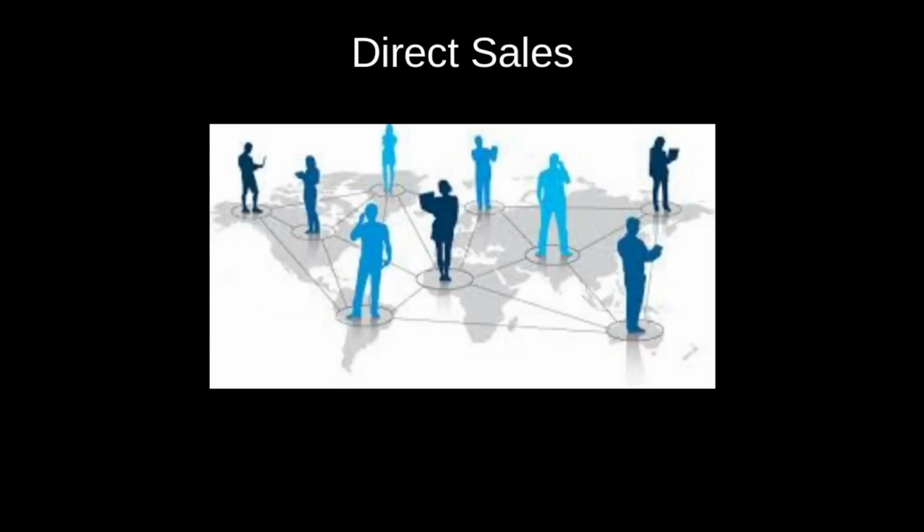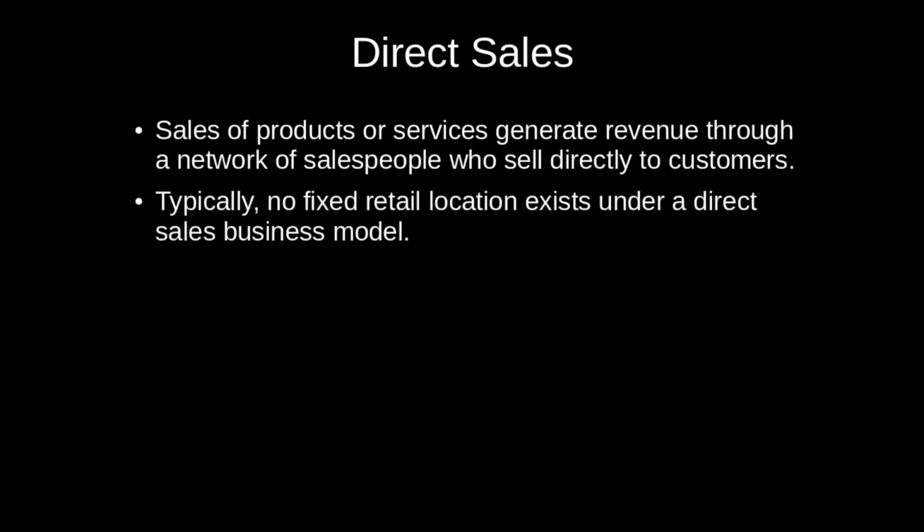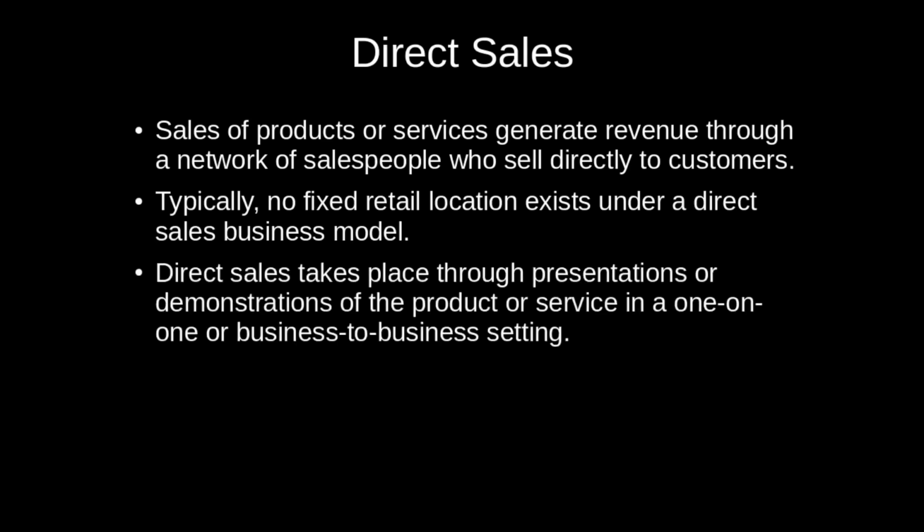So in direct sales, you have a dispersed network of sellers and buyers, and those sellers and buyers have direct contact. Sales of products and services generate revenue through that network, which sells directly to customers. Usually there are no retail stores. It's person to person or in other business models like at convention settings. So direct sales take place through presentations and demonstrations. Again, these are very popular for businesses that will go into people's homes to do demonstrations and things like that.